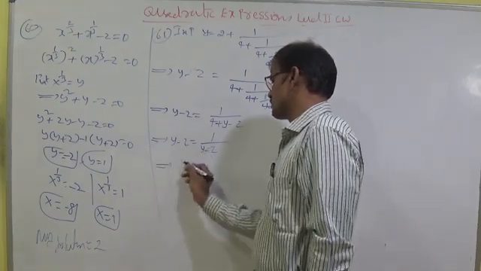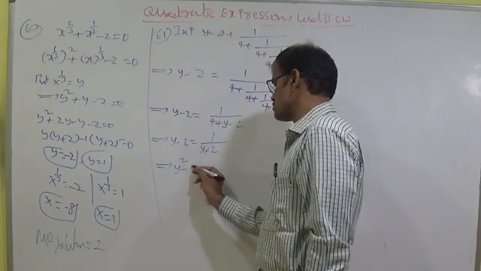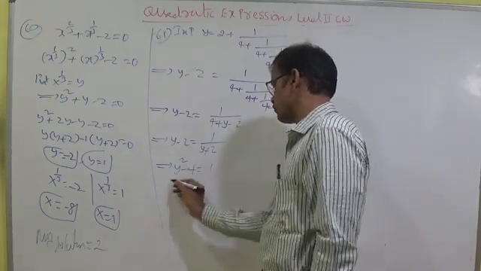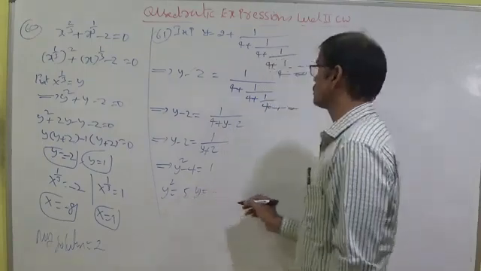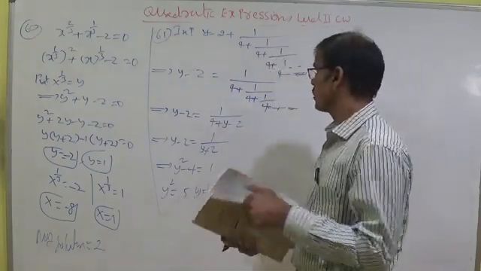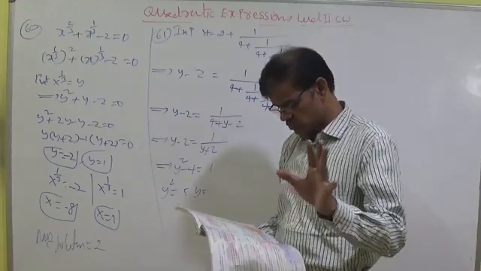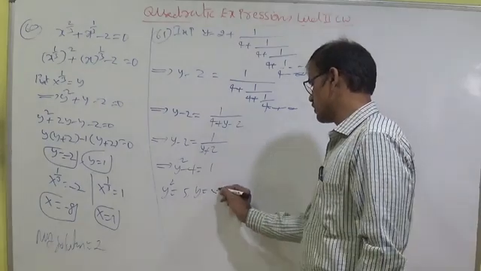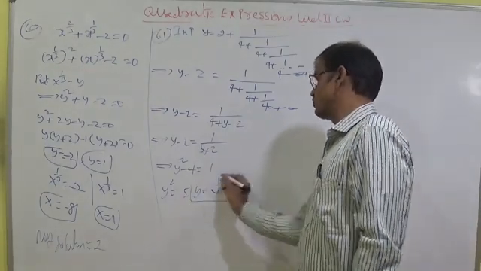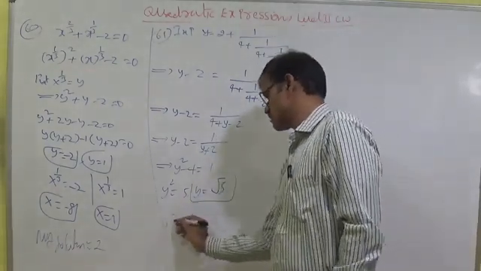That implies (y plus 2) into (y minus 2) becomes y square minus 4, equal to 1. Here y square is equal to 5. y is equal to plus or minus root 5. Of course, everything is positive, so you should not take negative. Simply take plus root 5 only. Now, the 62nd question.